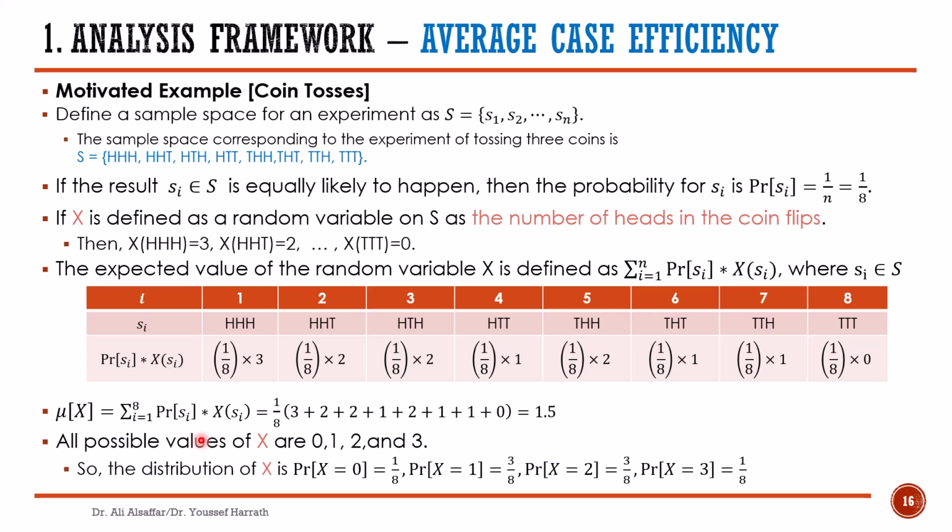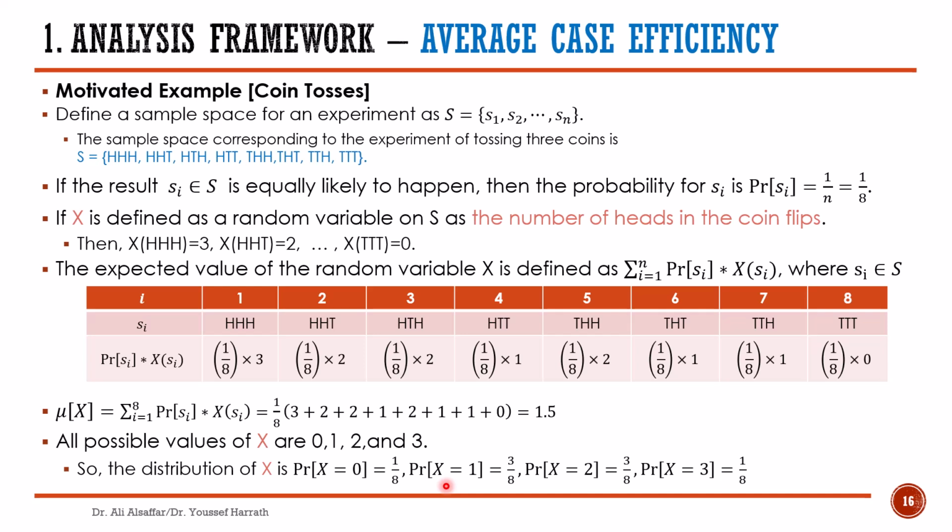Finally, notice that all possible values of the random variable X are 0, 1, 2, and 3. So the probability for X equal to 0 is equal to 1 over 8, because we have only one element in the sample space that does not have a head, that is 3 tails. And the probability for X equal to 1 is equal to 3 over 8, because we have 3 elements in the sample space with one head.